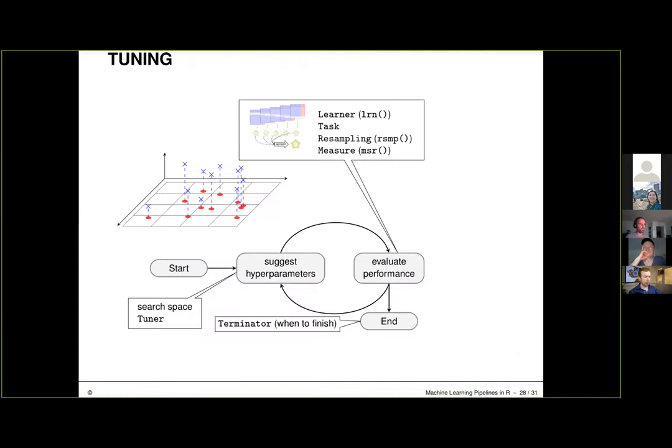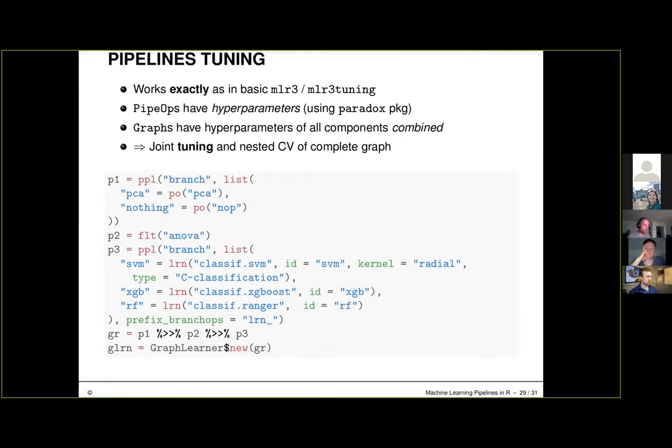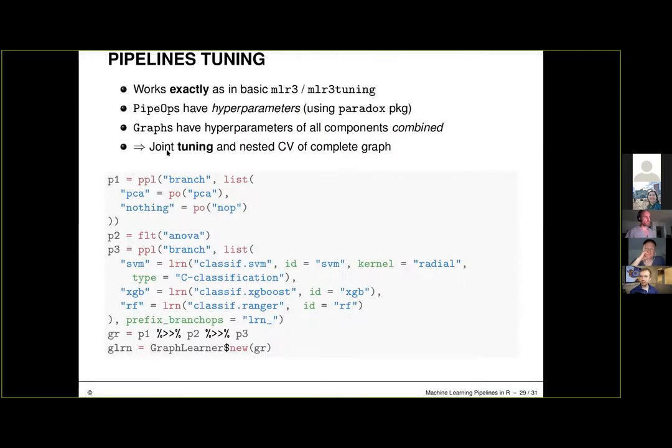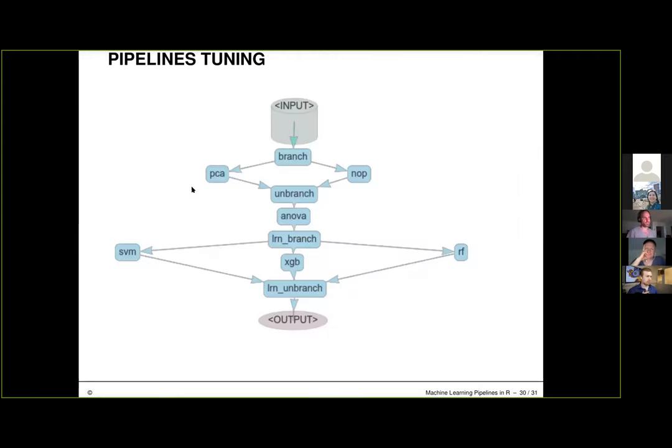And maybe let me directly go to the example here. So I hope that convinces you that you can do pretty cool stuff with this. So what I'm doing here is I'm basically writing down this. There's also a nice plotting function for pipelines in the package. So I'm writing down something where I do either PCA for feature extraction or nothing, so I stay with the original features. Then I do a feature filter. I do ANOVA to filter down my potentially high dimensional data structure. Then I do branching again, and I either use a support vector machine, gradient boosting, or a random forest. And then I'm done.